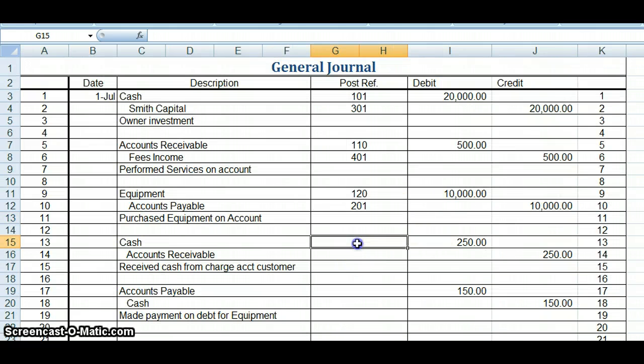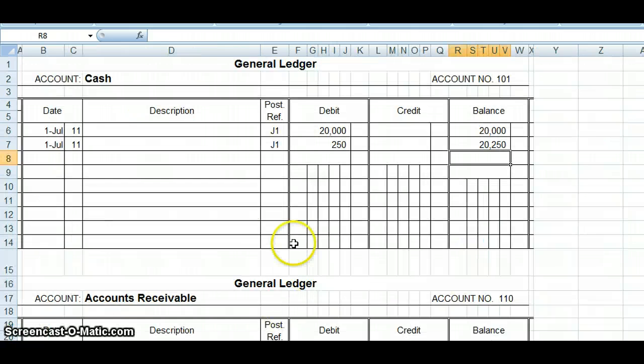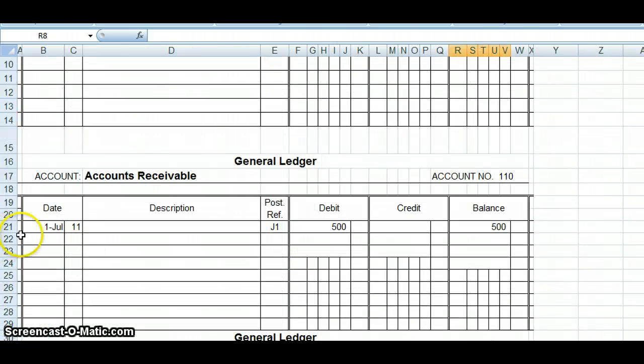for our posting reference. And now we need to record the $250 under accounts receivable. Here we're crediting accounts receivable. We're in the credit column. So we're going to go to the ledger, find accounts receivable, and again we are going to go ahead and put the posting reference of J1 for the page number.